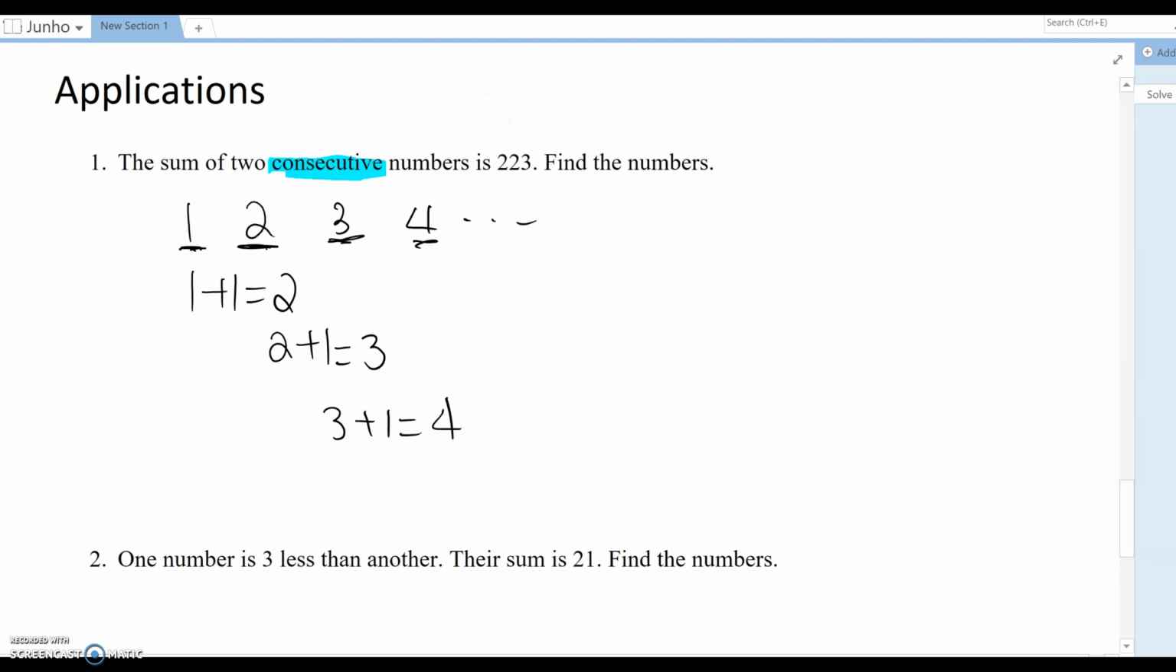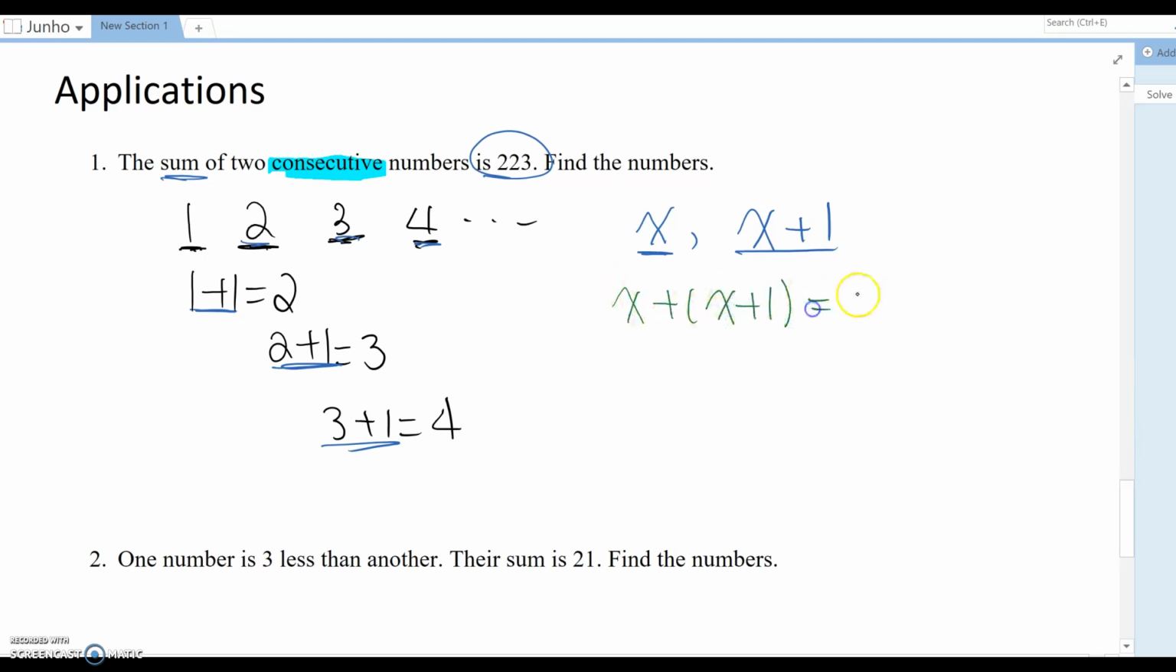So, if we set up one number as x, then the other one must be x plus 1. Like we just confirmed, 2 equals 1 plus 1, 3 equals 2 plus 1, 4 equals 3 plus 1, like that. So if the first one is x, then the next one must be x plus 1. Their sum becomes 223. So we can set up x plus (x plus 1) equal to 223.